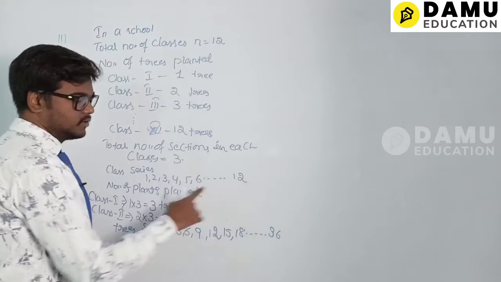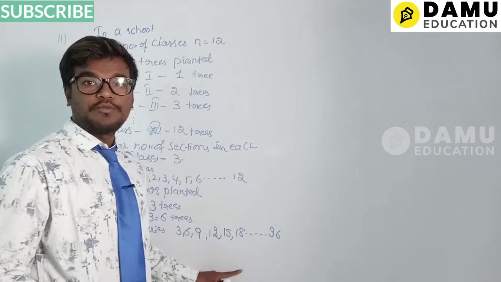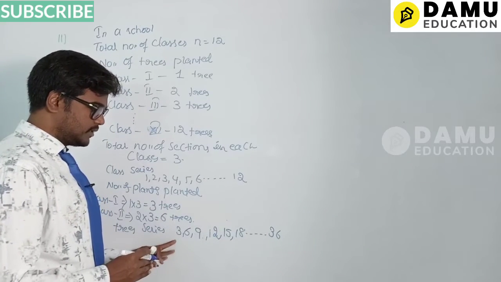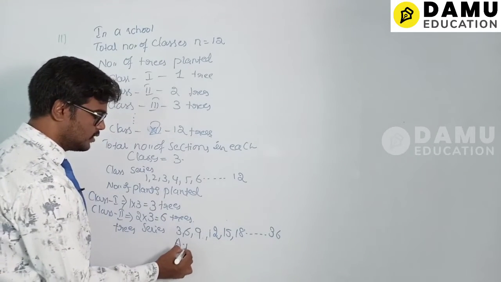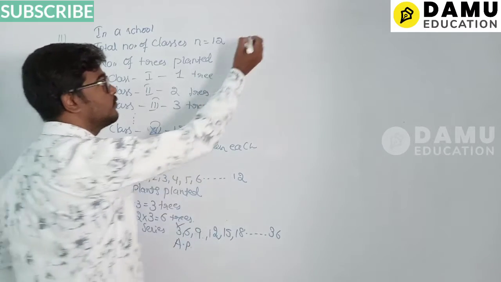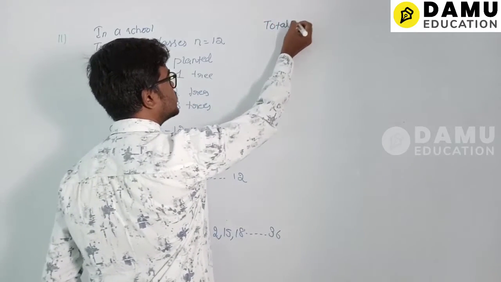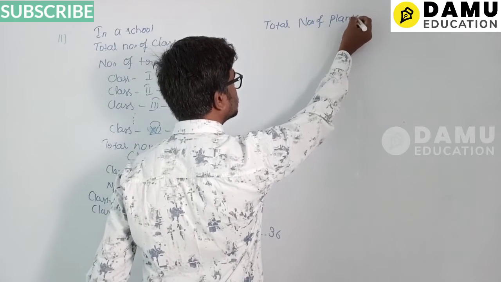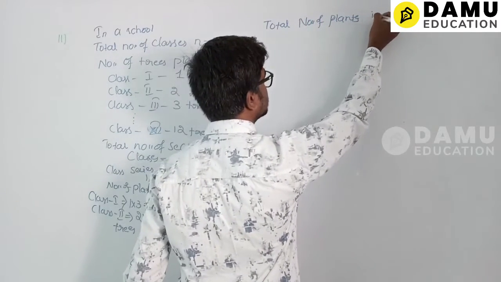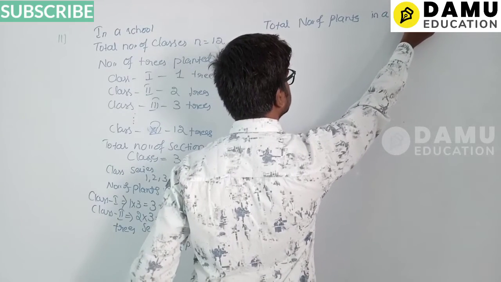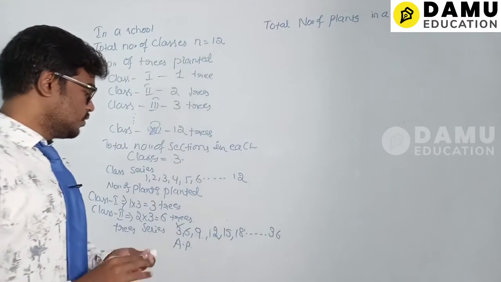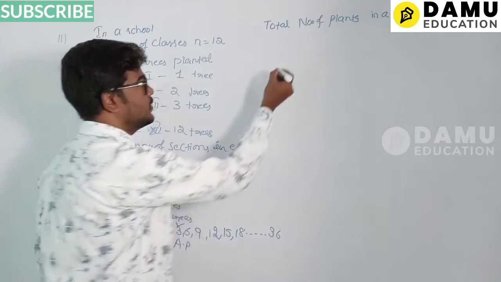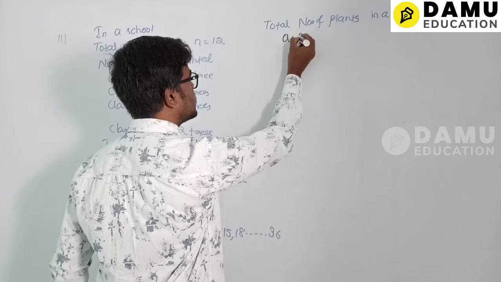So 12 3s are 36. This is the way. So here, what is the number of trees? This is an arithmetic progression. Yes, this is an arithmetic progression. We have to find the total number of plants in a school planted by them. So here we need to find the sum. This is 3, so what is the first term? a will be equal to 3.